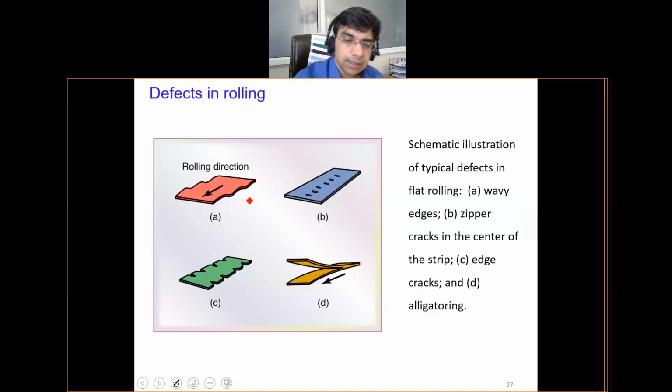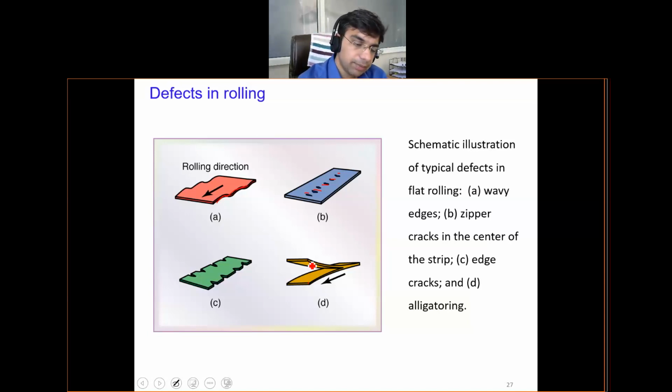Rolling is a process which encompasses different parameters. If the parameters are not selected properly, different types of defects can be induced in the rolled products, known as wavy edges, where the edges become wavy. Zippers are there, where you see some defects in the middle, and edge cracks can also develop. And alligatoring is the separation of the rolled product into two halves. So these are some of the defects which occur in the rolling process.